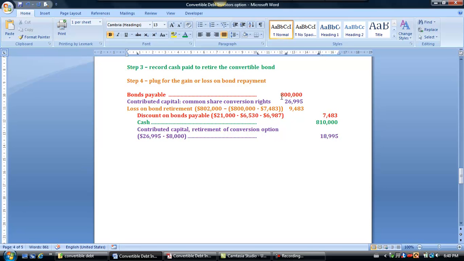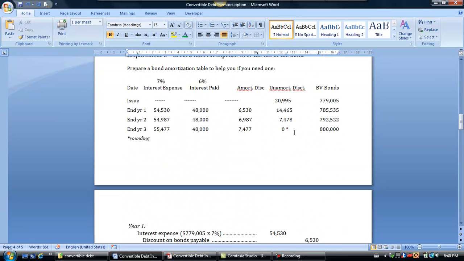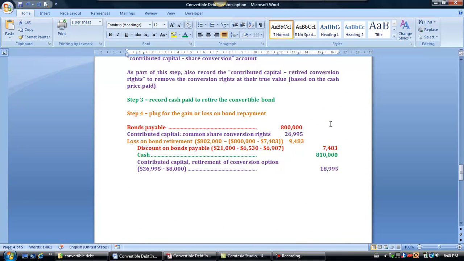which represents the difference between this 810,000, and we said 8,000 of it represented the conversion rights. So 802 has to represent the value of the bond. But the book value of the bond in our books was 800,000 less 74.83. So if you go back up here, that gives you a book value of 792,522. So that's our book value. The difference between 802 and 792,522 is going to give you that amount.